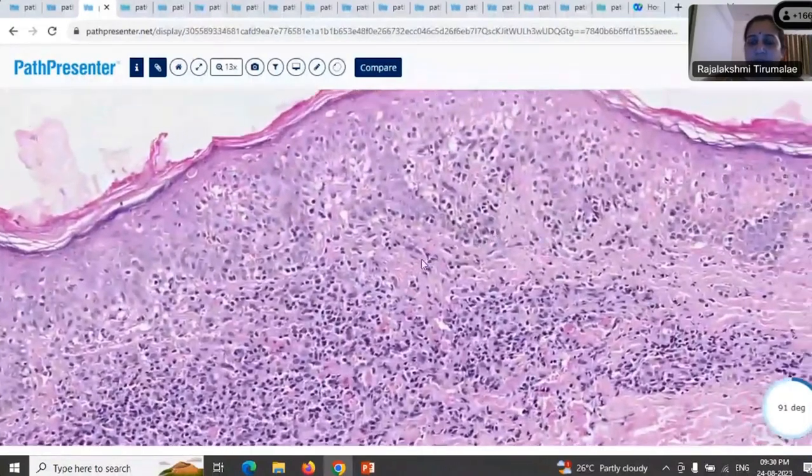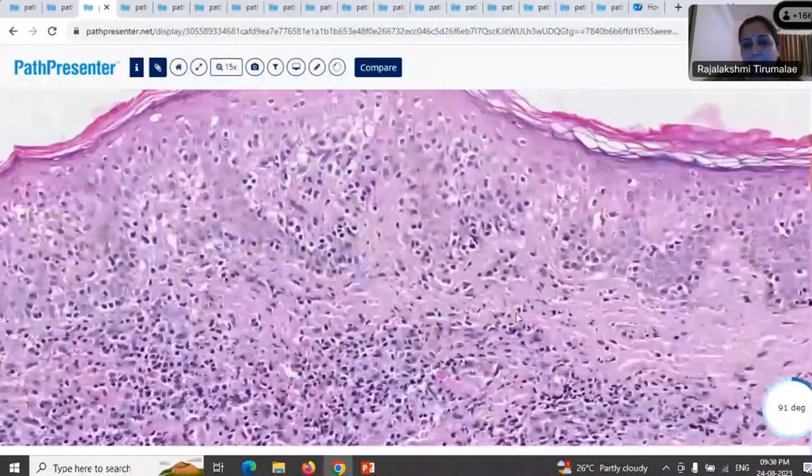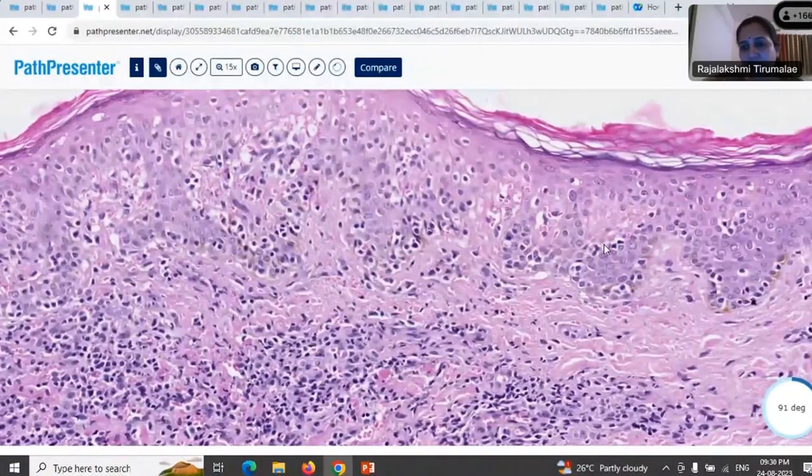But what are you seeing? You're seeing a lot of lymphocytes. And is there any pattern in which they're arranged? See, I'm pointing to this. There's something here.